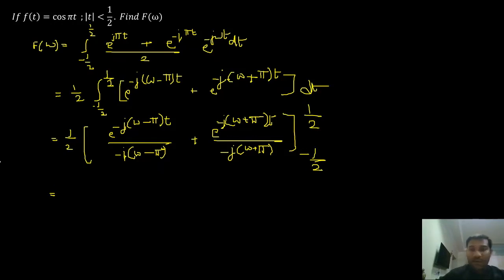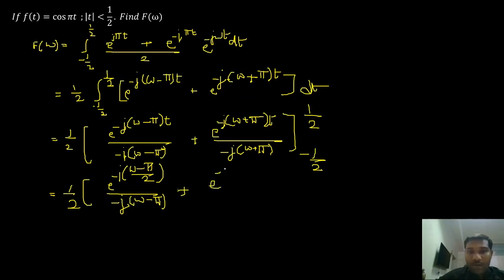we'll get, so first if you put t is equal to 1 by 2, I have 1 by 2 here, and when t is equal to 1 by 2, e power minus j omega minus pi by 2 divided by minus j omega minus pi, and in the second integral if I put 1 by 2, it is e power minus j omega plus pi divided by 2 divided by minus j into omega plus pi.